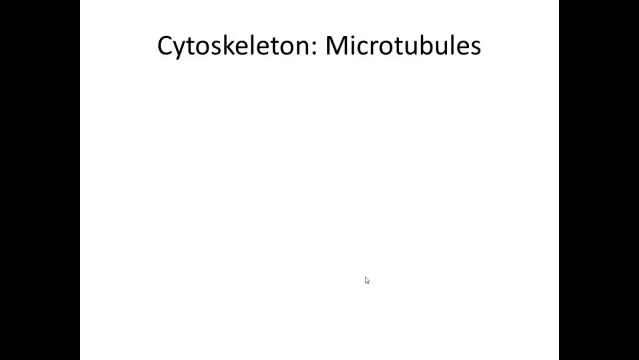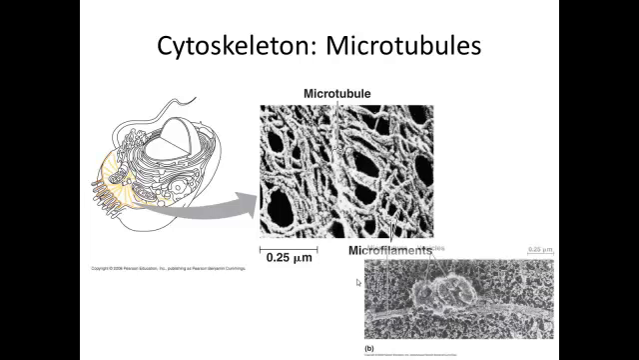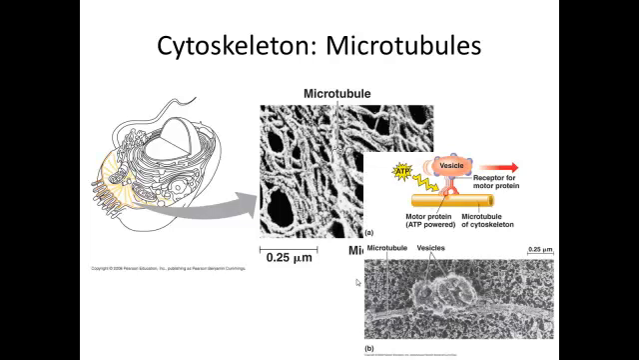Microtubules are the largest of the fibers. They form the spindle that separates chromosomes during cell division. They form the internal structure of flagella and cilia, and they help maintain the shape of cells that don't have a cell wall. They are also involved with transport within the cell. So a vesicle is attached to a cytoskeleton by a motor protein, and this motor protein walks the vesicle along the microtubule. It's kind of like a highway for the cell.